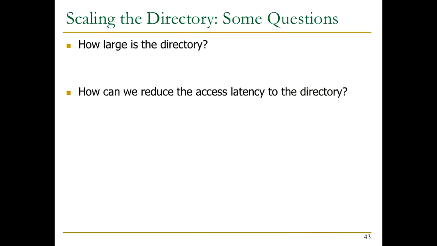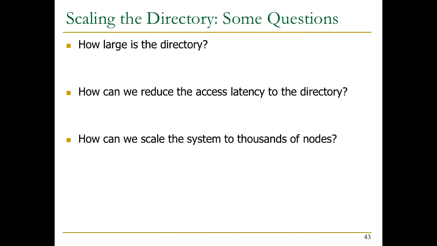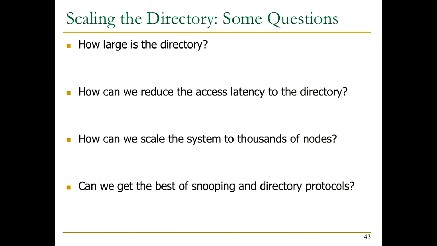So do you cache the directory, and how do you cache the directory becomes a question. And how do you scale the system to thousands of nodes? And can you get the best of snooping and directory protocols? This is still under research. I'll talk about the motivation for an idea called token coherence in a little bit. I don't think this is the solution, but it is one step toward the right solution.